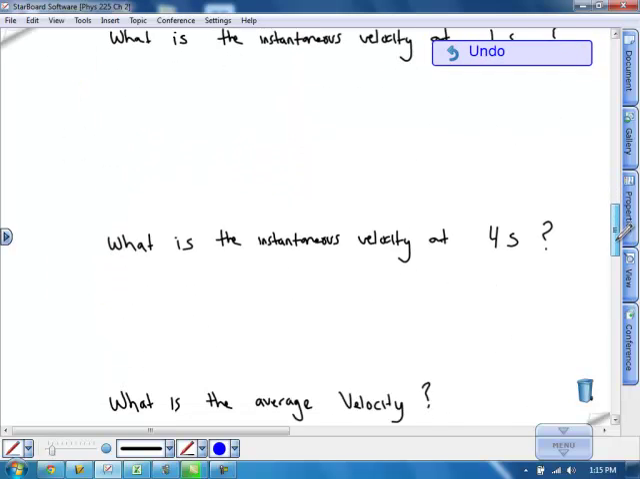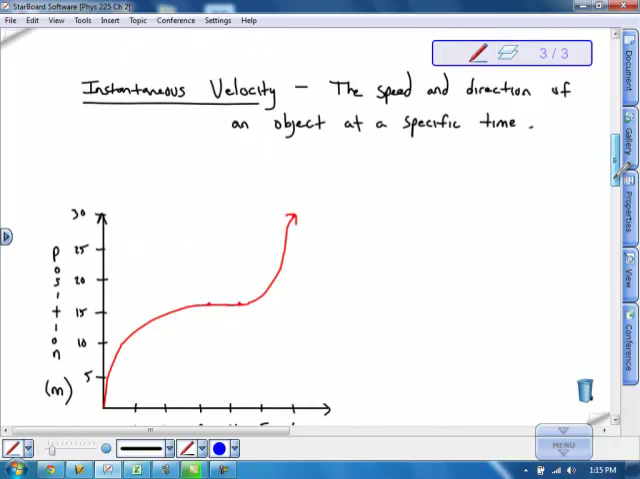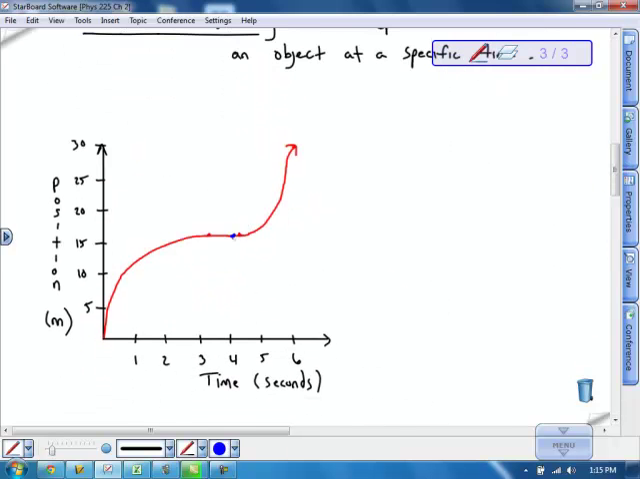that. Next question, what's the instantaneous velocity at 4 seconds? Well, at 4 seconds, if we draw a tangent line in there, it looks like the velocity is 0. The rise over run for this point is 0 over some run, which in this case is just 0 meters per second. So it looks like it's not moving at that point.